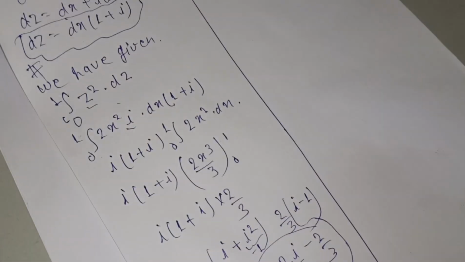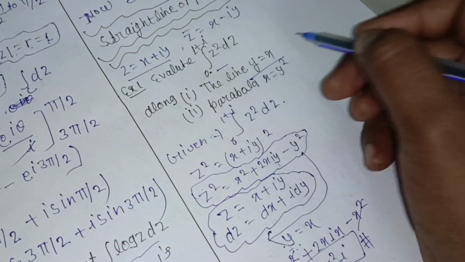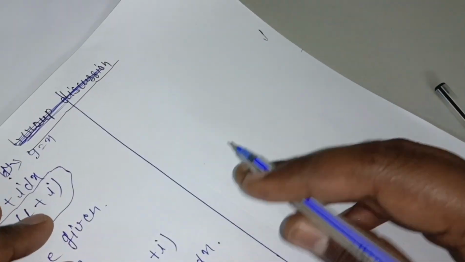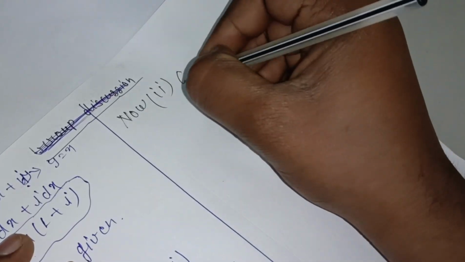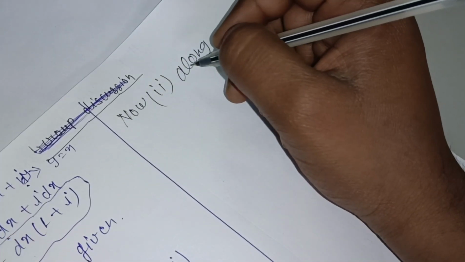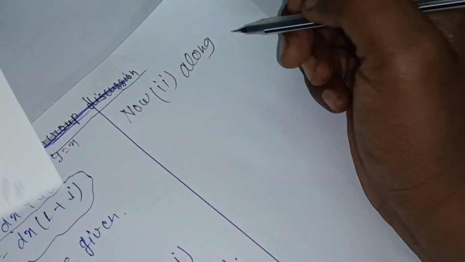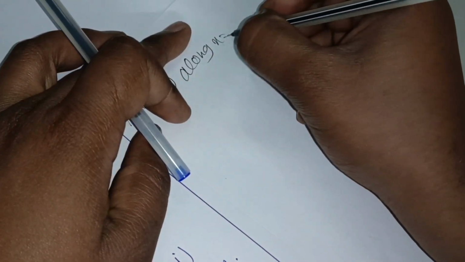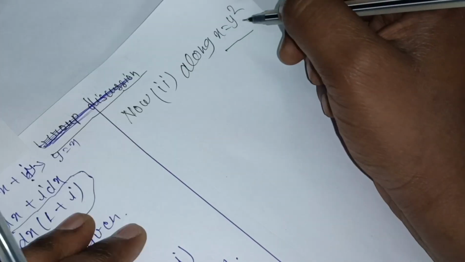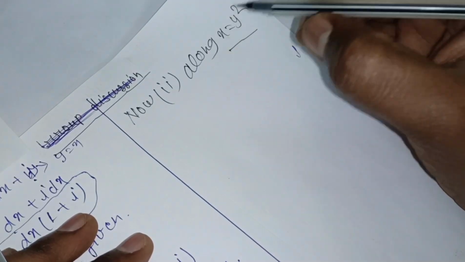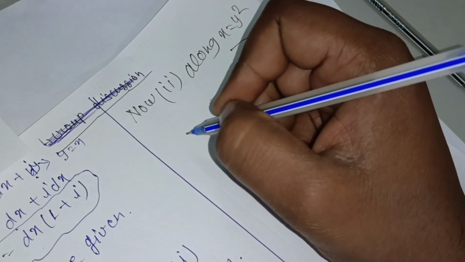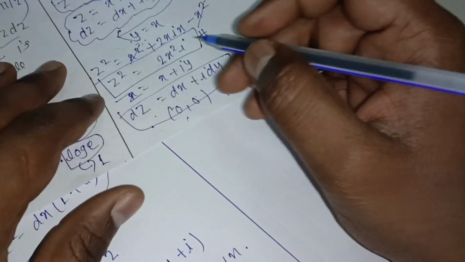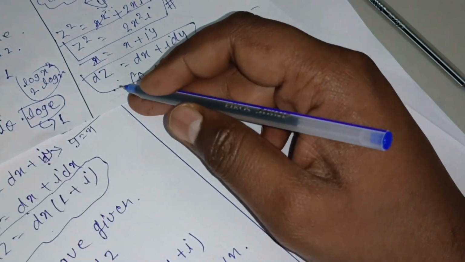What was the first part? The first part is along y is equal to x. Now the second is along x equal to y square. So remember, we will do the same thing, nothing changes.